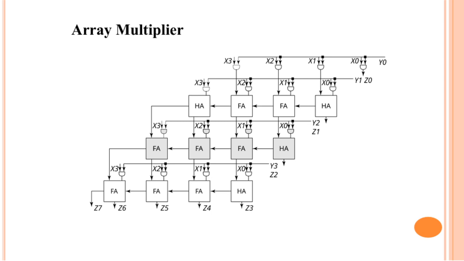The multiplier operates by generating partial products for each combination of bits from x and y, and then these partial products are added together using half adders, HA, and full adders, FA. These adders help to sum up the intermediate results and manage the carry bits properly. The outputs, labeled as Z0 to Z7, represent the final product bits of the multiplication.